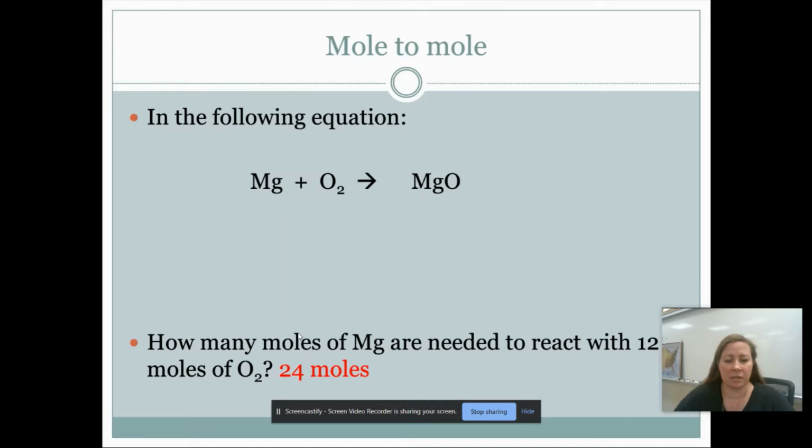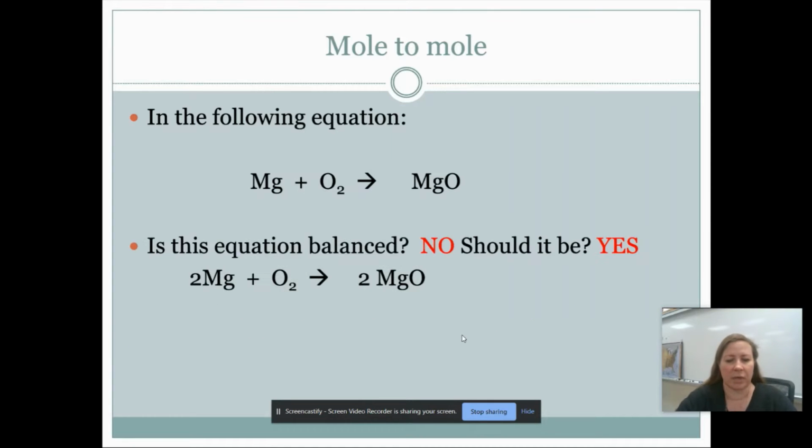And what's the ratio for, let's go back here. What's the ratio for Mg to O2? This would be a 2-to-1 ratio. How many moles of Mg would you need? 2 to balance out 1 mole of O2.